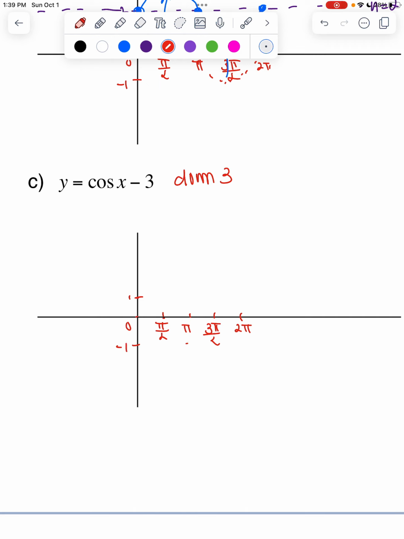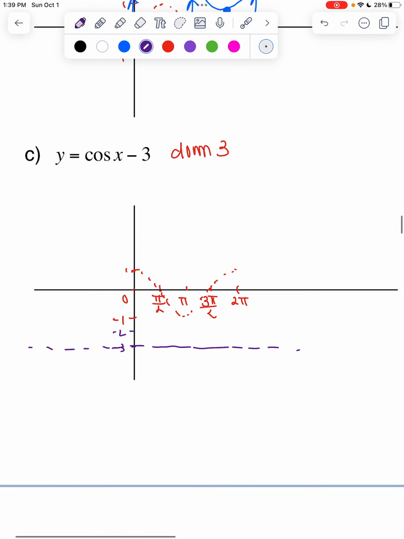So now we're dealing with cosine. So this is my parent function for cosine. And we're just going to go down 3. So my new midline is going to be at y is equal to -3. So I'm going to take all my points and I'm going to shift down 3. So we're going to start with 0, -2 as my first point. I'm going to create a new tick mark of -4.